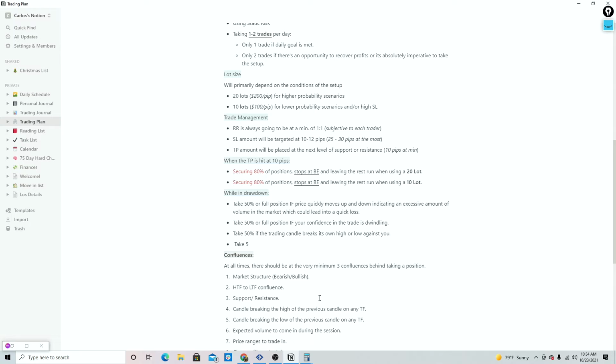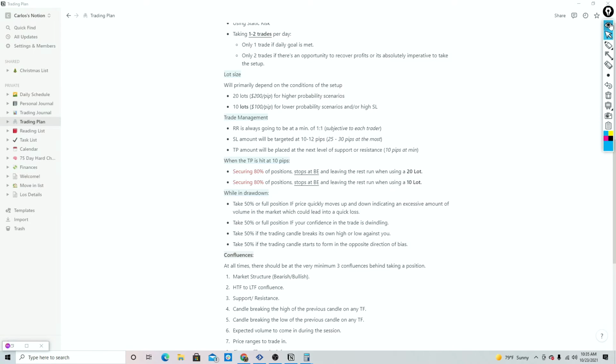Take 50% if the trading candle starts to form in the opposite direction of bias, right? Okay, so take 50% if the trading candle breaks its own high or low against you, obviously, right? Take 50% if the trading candle starts to form in the opposite direction of bias, right?